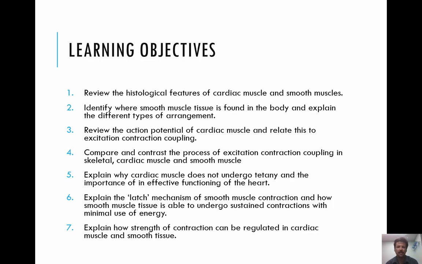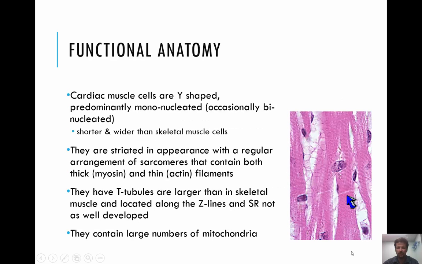In order to understand excitation-contraction coupling in cardiac and smooth muscle, we'll have to review the histology and talk about the different places where these types of muscles are found in the body. Then we're going to talk about the action potentials found in cardiac muscle. And then finally, we're going to talk about specialized processes in the different muscles that allow them to perform their unique functions. So let us begin with cardiac muscle, and let's review some of the unique features, or the functional anatomy, of cardiac muscle tissue.